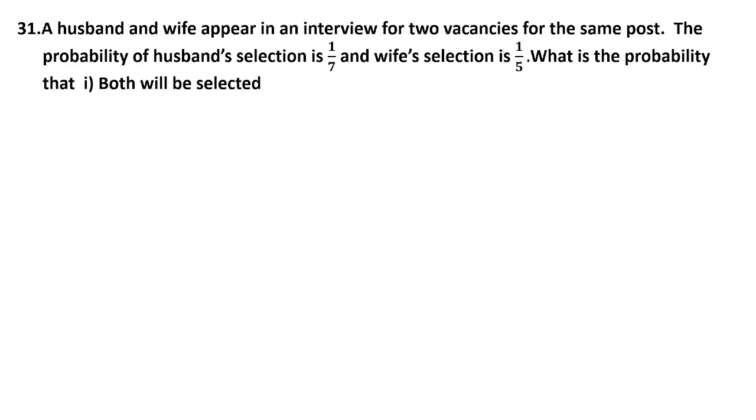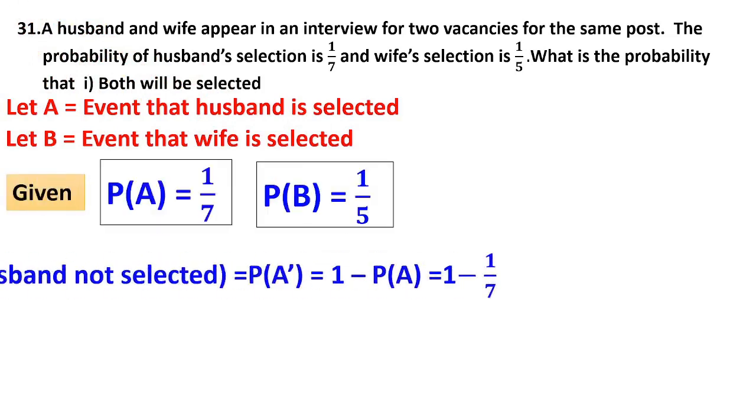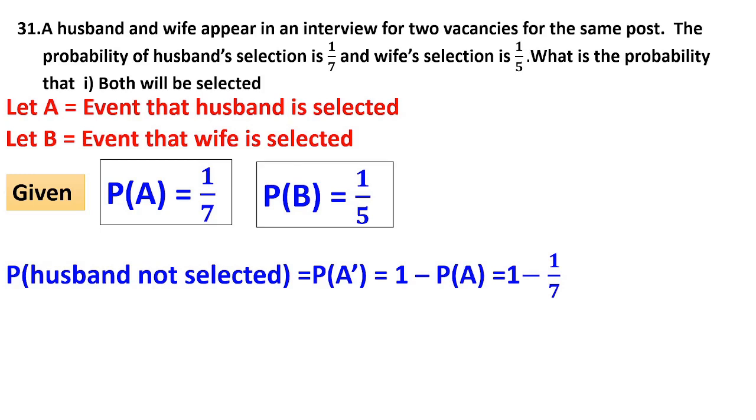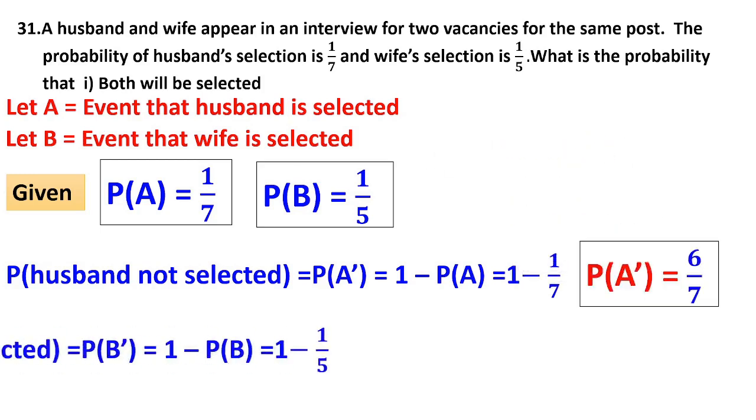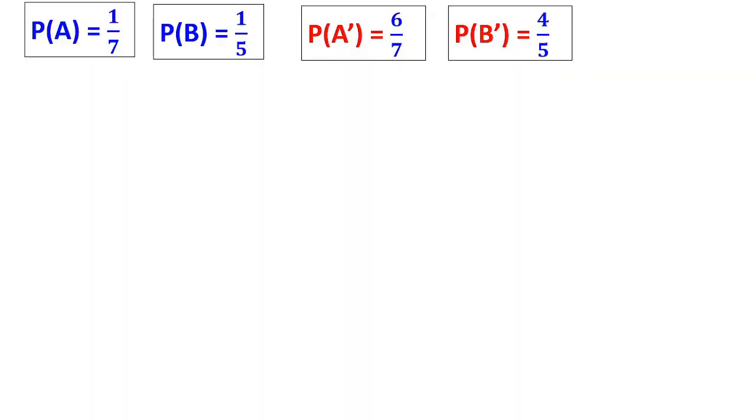Husband and wife appear in an interview. Probability of husband selection is 1 by 7, wife selection is 1 by 5. What is the probability of both being selected? A is the event husband selected. B is the event that wife is selected. P of A is given in the question. P of B is given. Not selected also we will find out. It is 6 by 7 and 4 by 5. Let us keep all of them ready now.